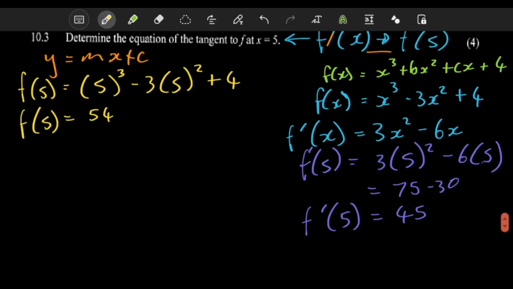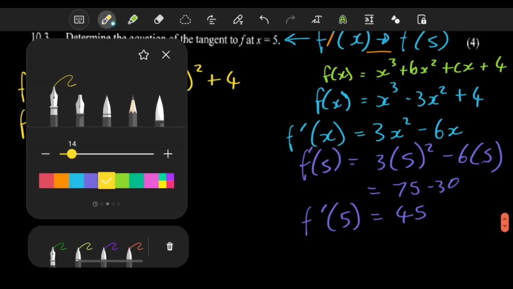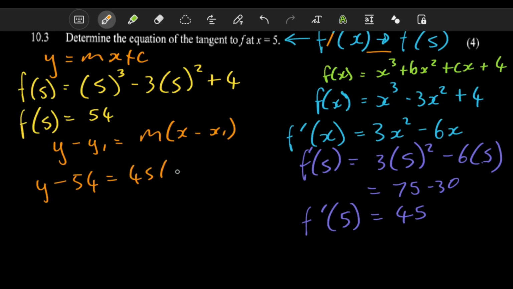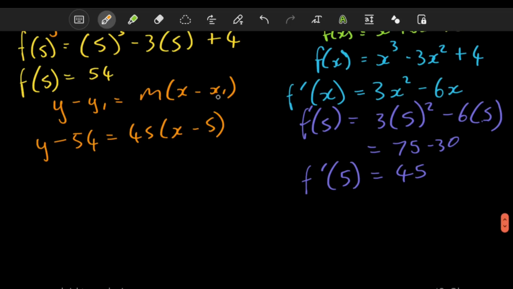Now this is a coordinate that you can throw into your straight line graph equation, because in your straight line graph equation, remember we have y minus y1 is equal to m times x minus x1. So here y minus 54, gradient we got 45, and then x minus 5.